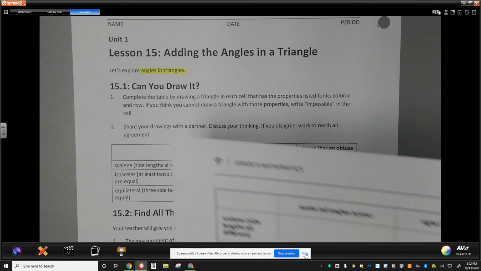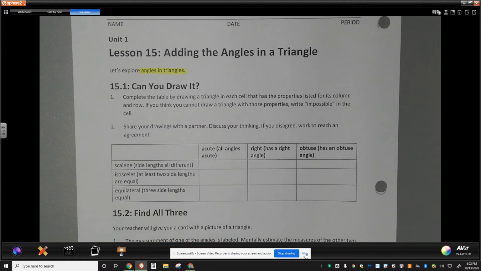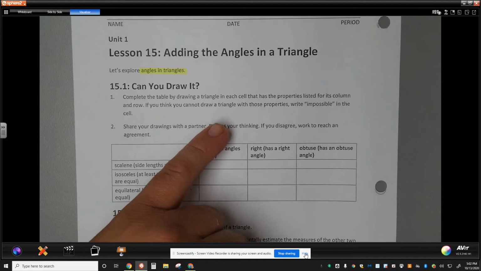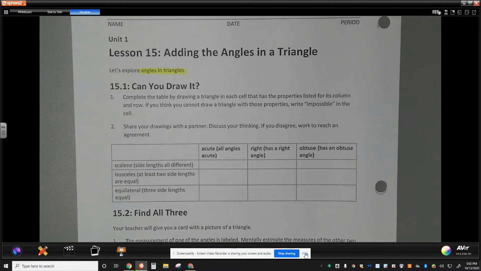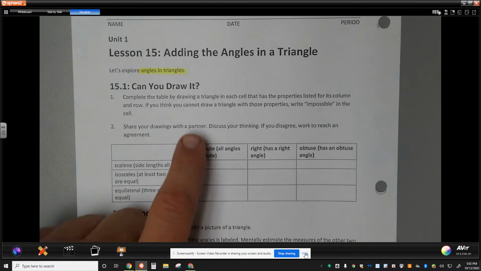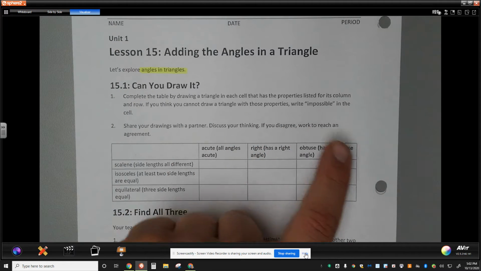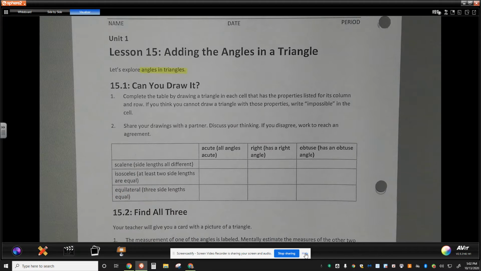So we're supposed to complete the table by drawing a triangle in each cell that has the properties listed for its column and row. If you think you cannot draw the triangle with those properties, write impossible in the cell, and you're going to share your drawings with a partner. You see with this piece, it's talking about partnerships, and under the circumstances, we can't do that. If you disagree with each other, then reach an agreement.